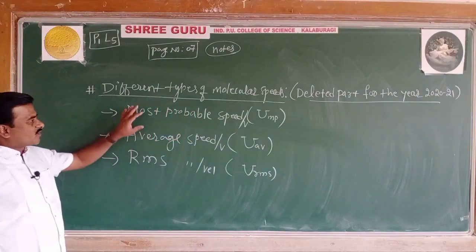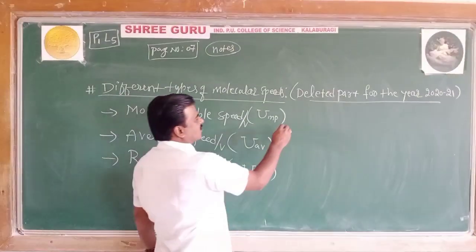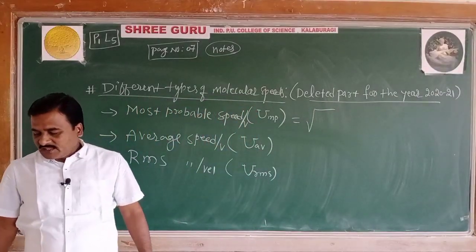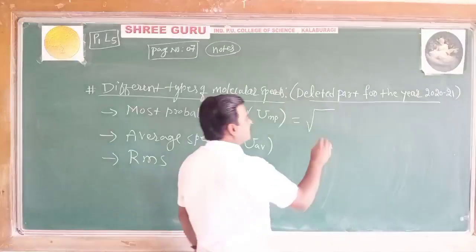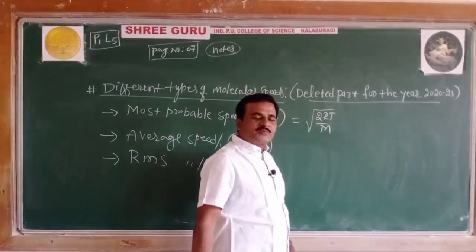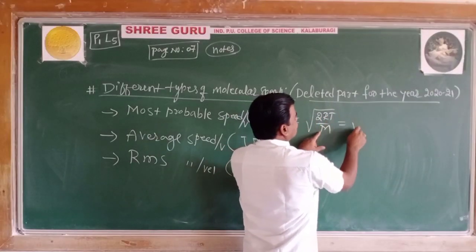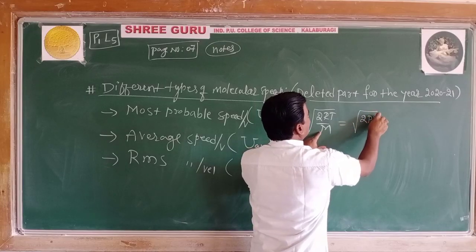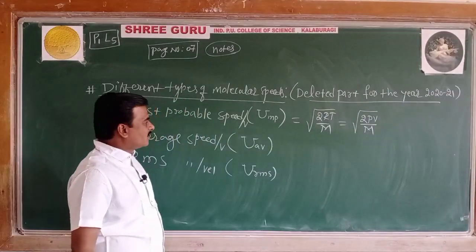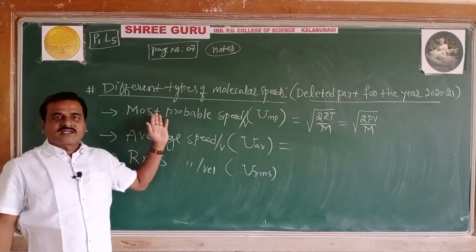So, as a point of note, most probable velocity is calculated by the formula square root of 2RT by M. Since PV equals RT, the same formula can be written as square root of 2PV by M.